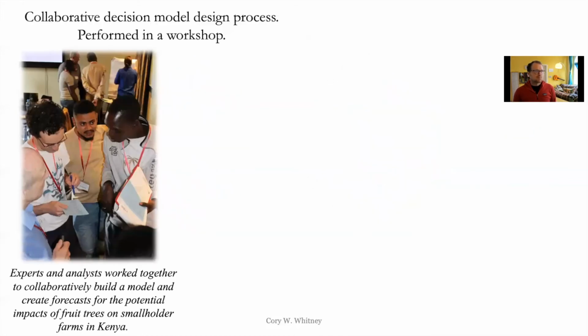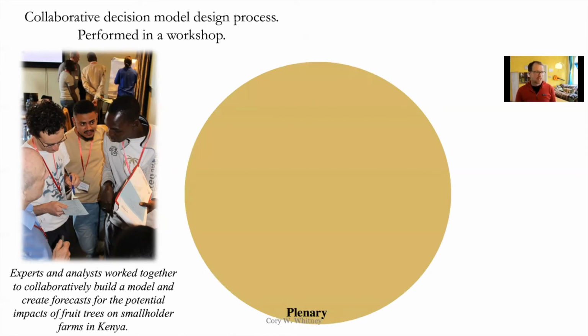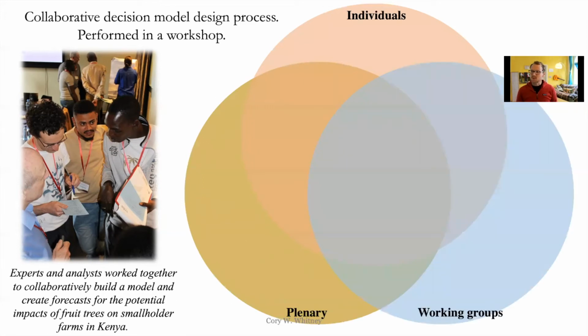So just as an example, we always do this in a workshop of some kind. Now in pandemic times, slightly different, but we always work together in a group. Here are experts and analysts working together to build a model and create forecasts for fruit tree effects for smallholder farmers in Kenya. And when we work with groups, we could have this plenary space where one person talks and others listen. We can have the individual level where each person thinks on their own, and we can have working groups. And we try to take advantage of all of these possible spaces.